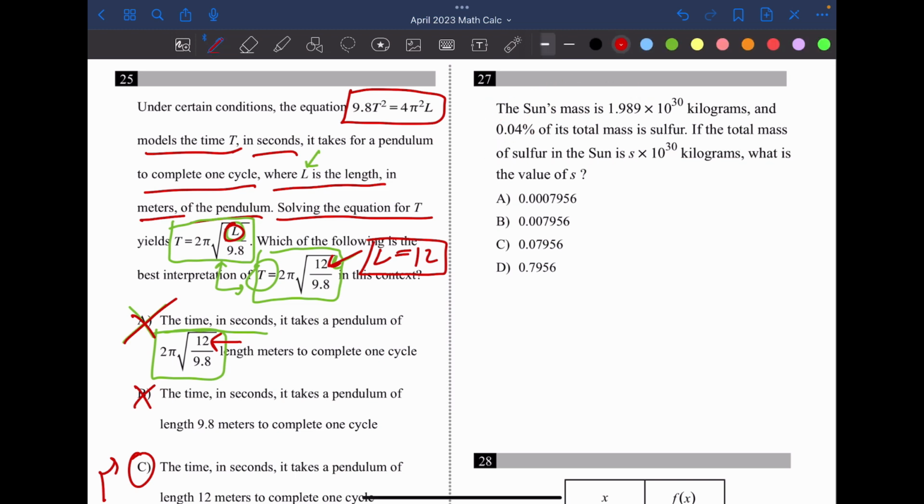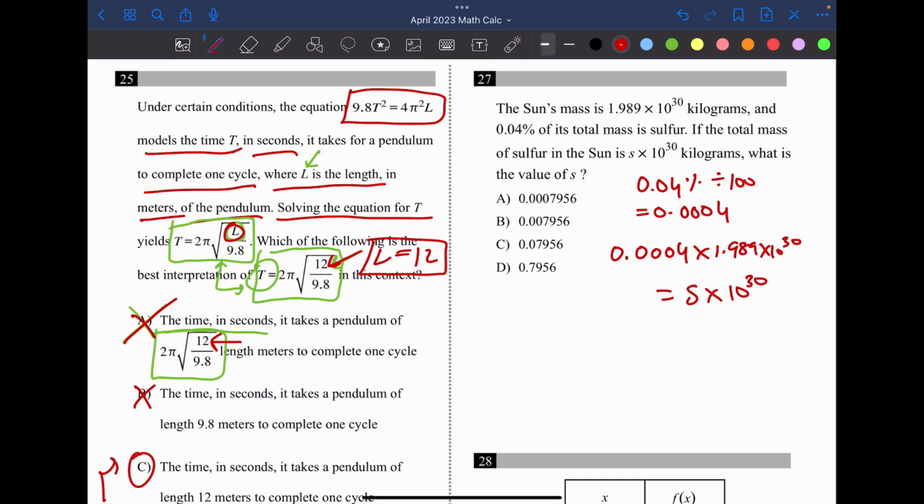So first, let's convert 0.04% to a decimal. Divide by 100. Let me write that down actually. Percent divided by 100 should give you 0.0004. This is 0.04% as a decimal. We get this very tiny decimal. After that, to get how much sulfur you would have, you would multiply both numbers together. So 0.0004 times 1.989 times 10 to the power of 30 would give you S times 10 to the power of 30.